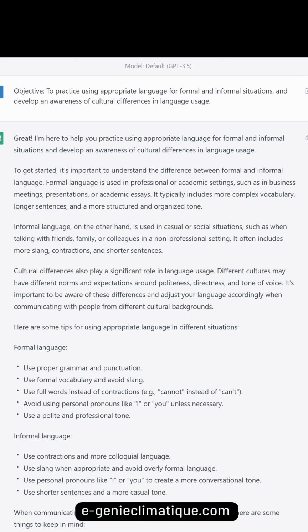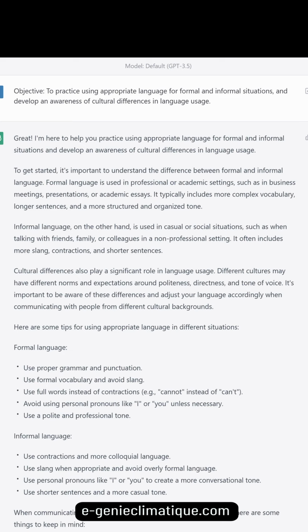Objective: to practice using appropriate language for formal and informal situations, and develop an awareness of cultural differences in language usage. Great. I'm here to help you practice using appropriate language for formal and informal situations and develop an awareness of cultural differences in language usage. To get started, it's important to understand the difference between formal and informal language.